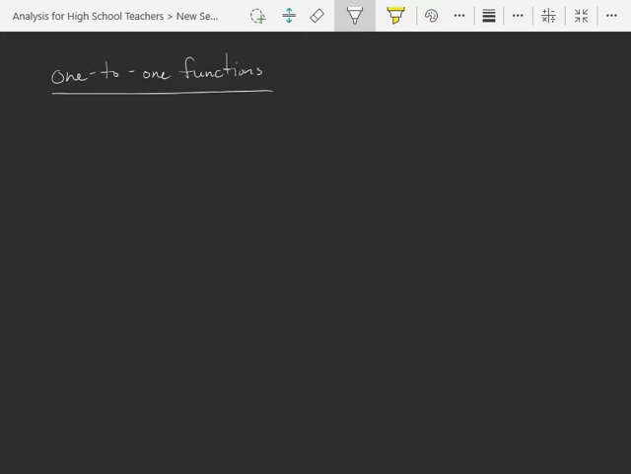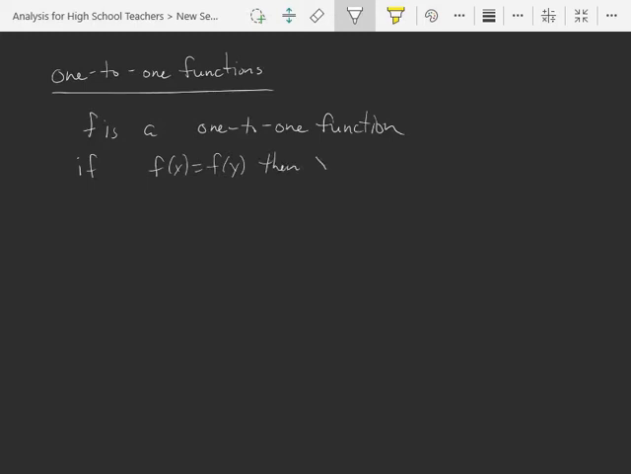Mathematically, f is a one-to-one function if f of x equal to f of y, then x equals y. So if the outputs were the same, we must have had the same input. Right. This is an if statement that goes one direction.